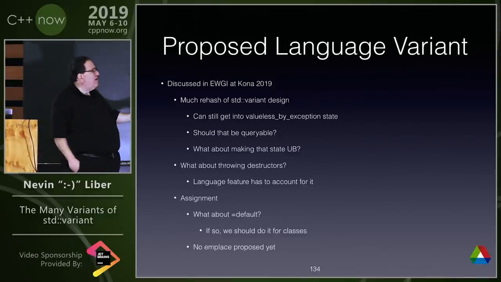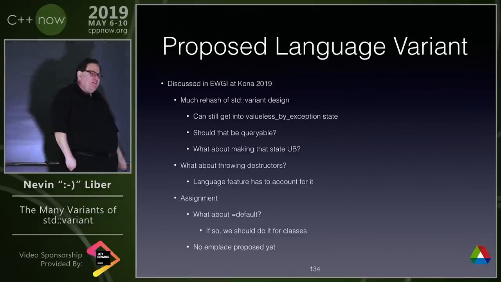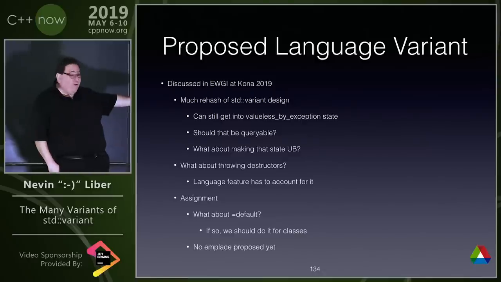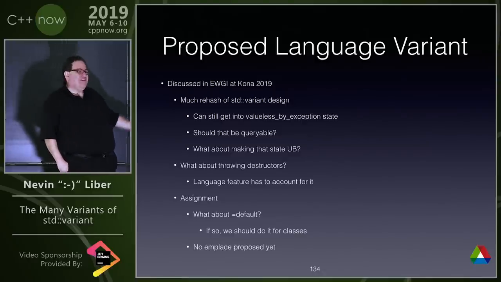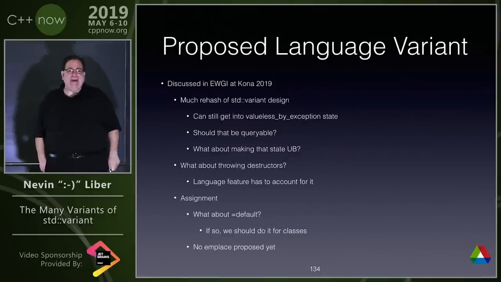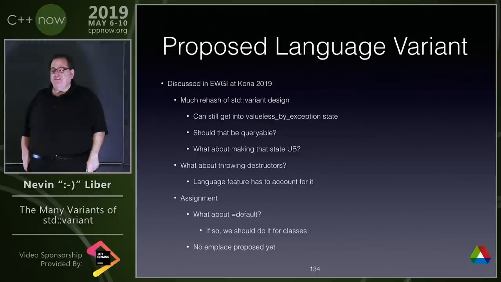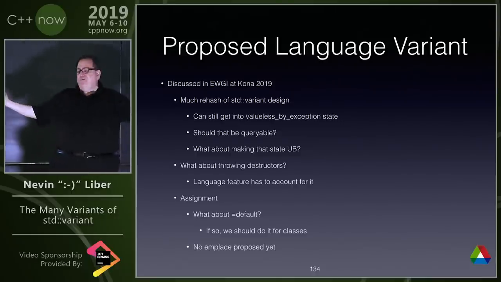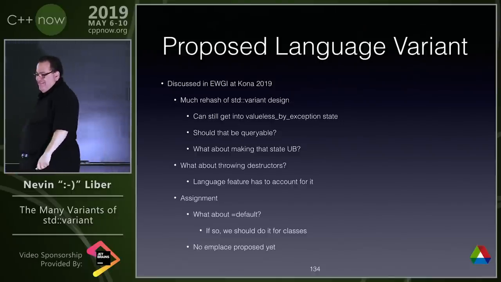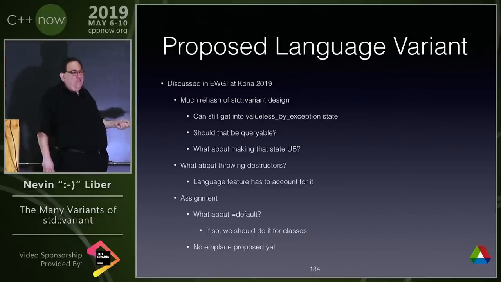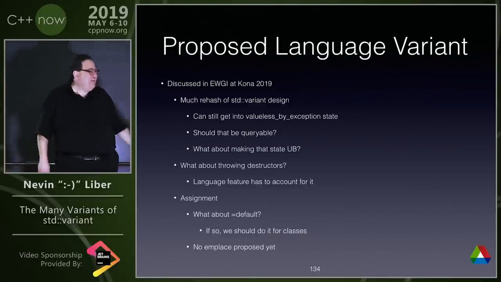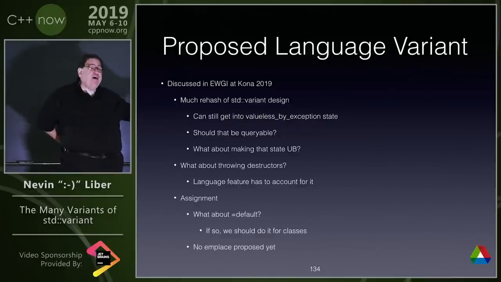So we discussed it at Kona, and because of the language feature, it's actually harder. Now we can have throwing destructors, right? The library has a general ban: if you have a type with a destructor and it throws, you're on your own. We don't support that case. The language, so far, doesn't get that freedom. So we still have hard problems we need to solve.